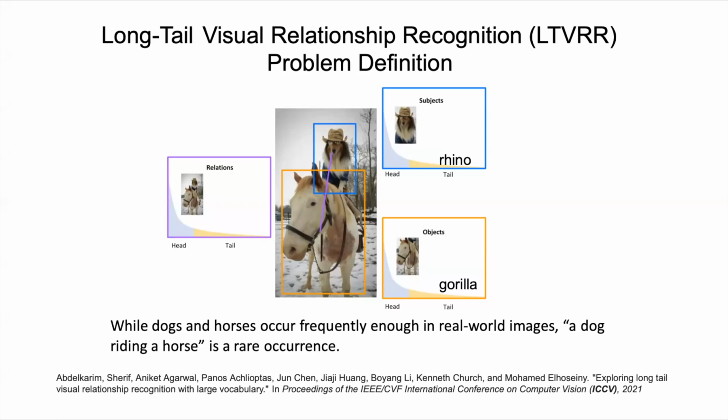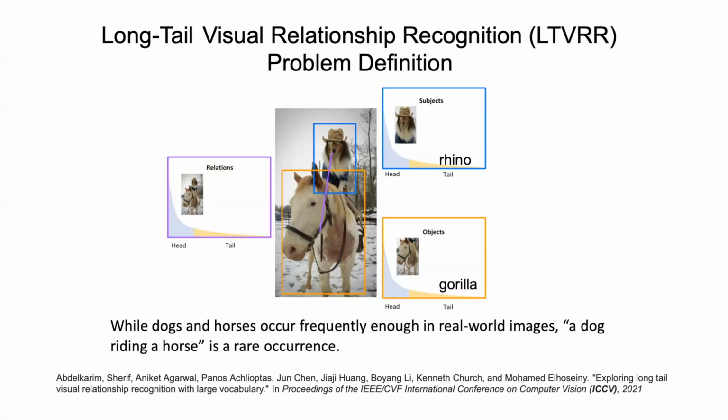Visual relationship recognition is the task of recognizing the relation between one subject and one object. Long-tail visual relationship recognition is to detect the relation for those very infrequent relations. Those relations might be very rare in the real world, or rare for those particular subject and object pairs.